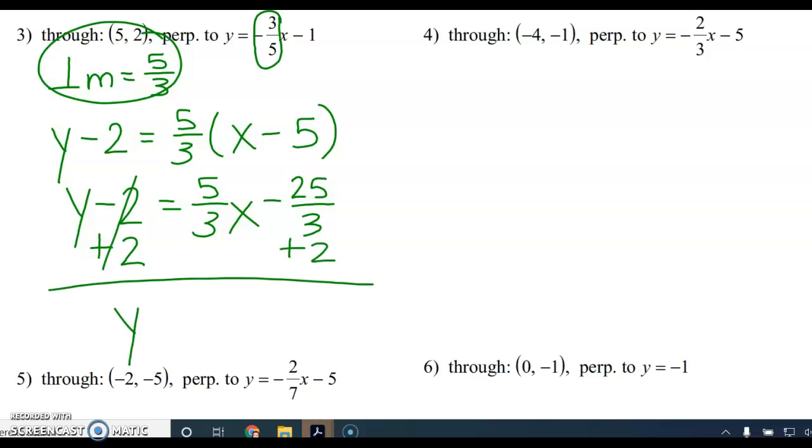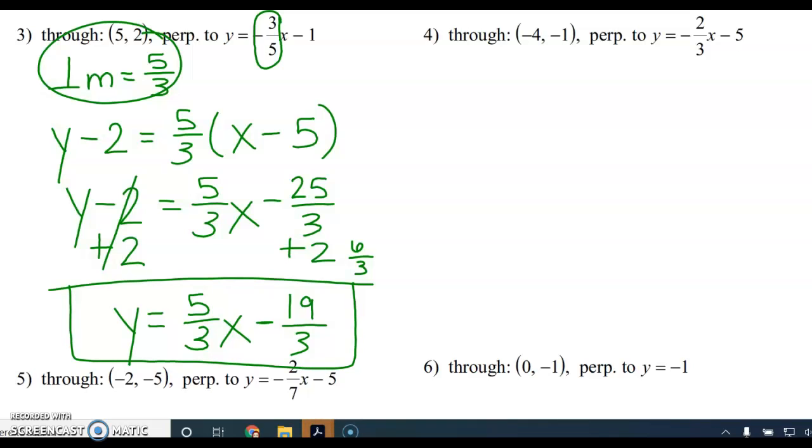So there we are in slope-intercept form. Y equals 5/3 x. Let's see, that would be negative 25 over 3, so plus 2 would be 6 over 3. So negative 19 over 3, which you cannot reduce.